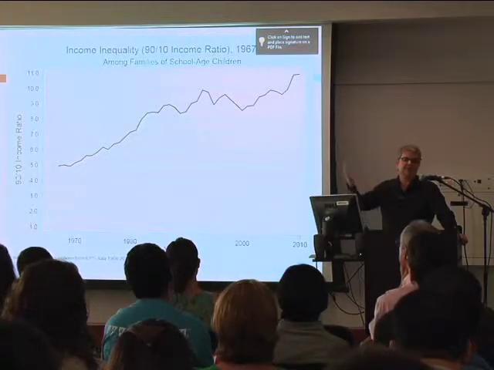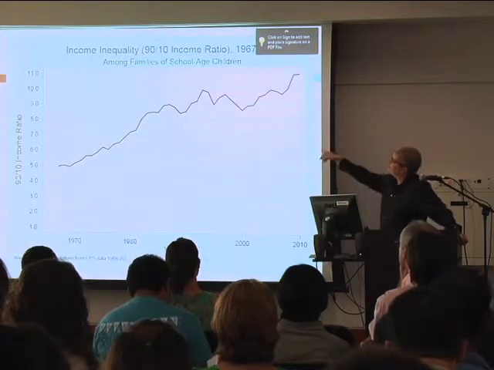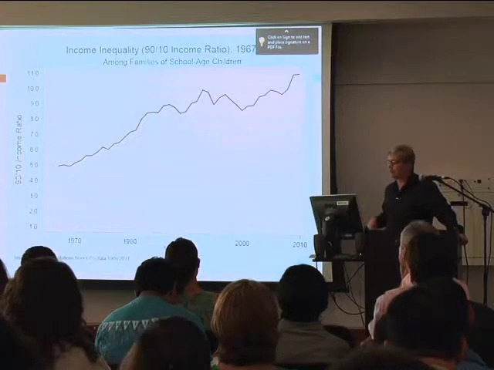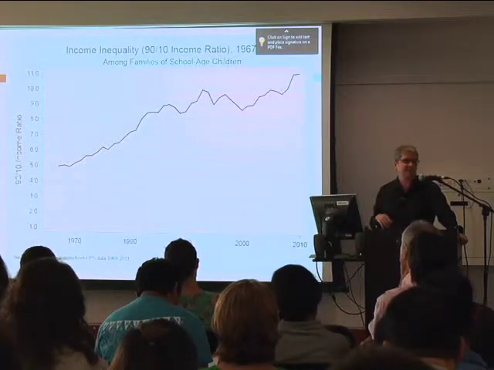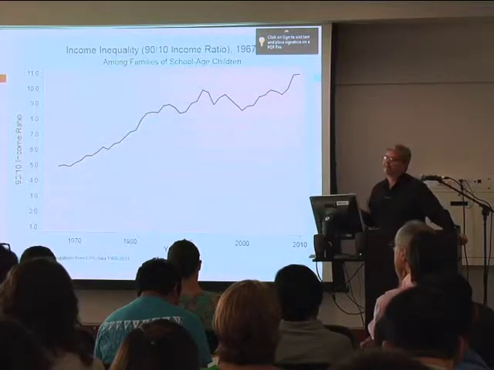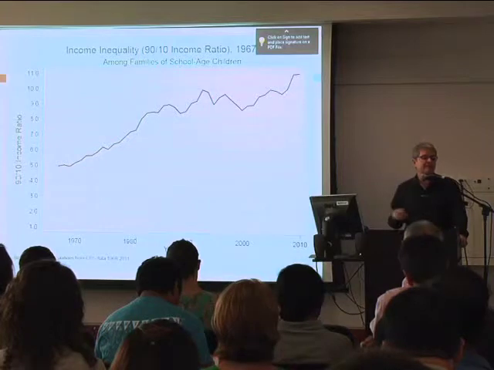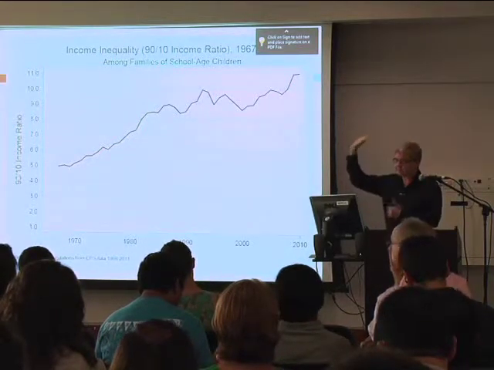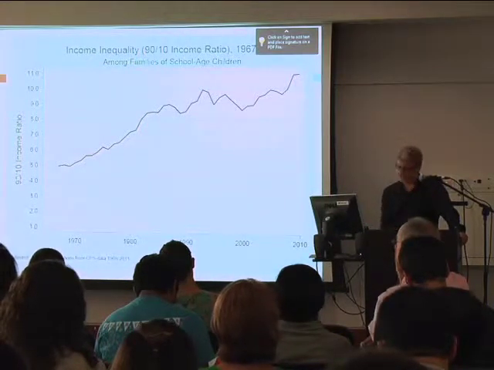So maybe a ratio of $100,000 to $20,000 income in current dollars. And that grew a lot in the 70s and 80s and early 90s and has been growing again lately, so that now the high-income family earns about 11 times as much as the low-income family. So the 90th percentile family now makes about $170,000. A 10th percentile family makes about $16,000. So the disparity in incomes among the families of school-age children has grown dramatically.